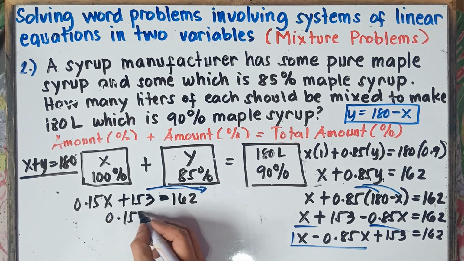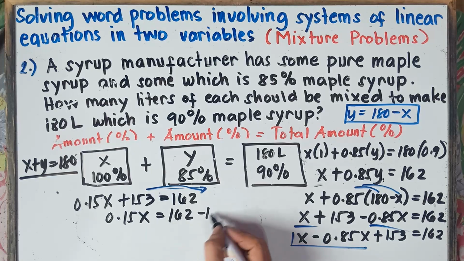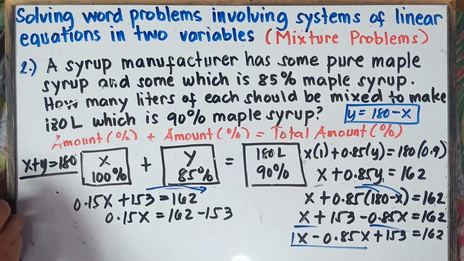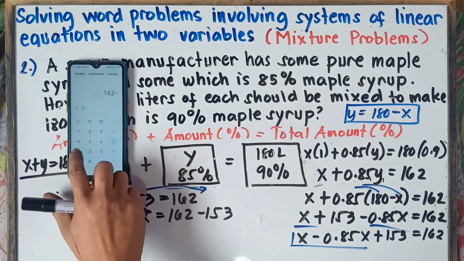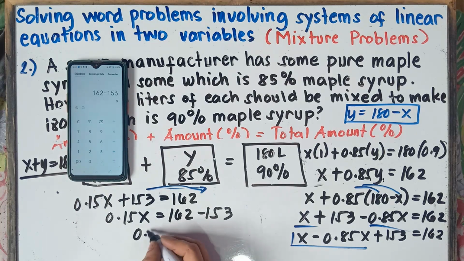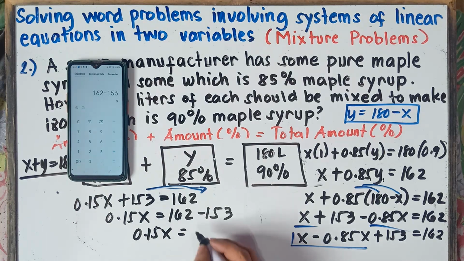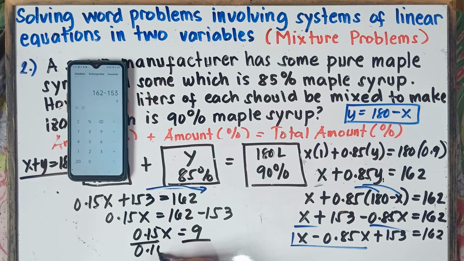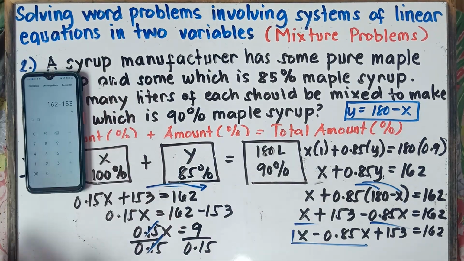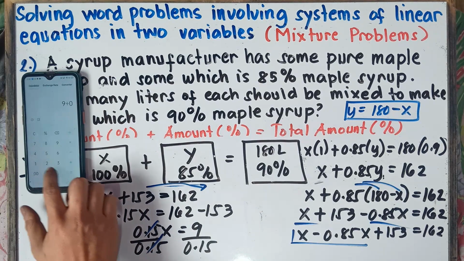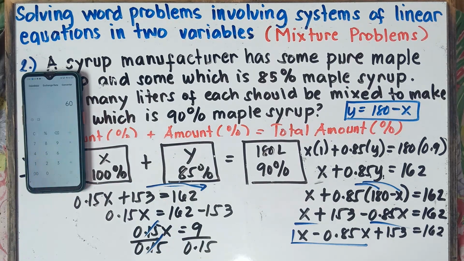So 0.15x equals 162 minus 153. I think that's 9. So 0.15x equals 9. And then to get the value of x, simply divide both sides by 0.15 so that you can cancel this out, and the remaining expression will be only x. So 9 divided by 0.15, the answer, class, is 60.